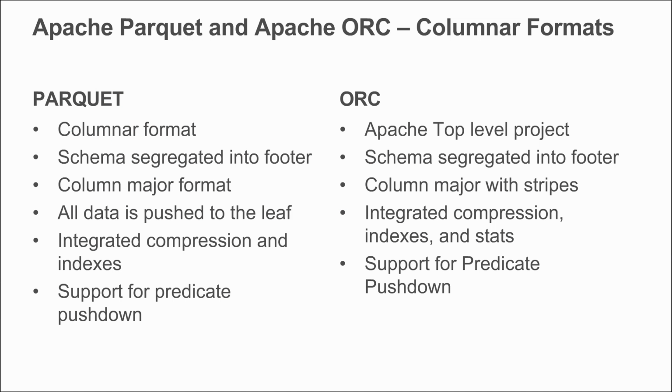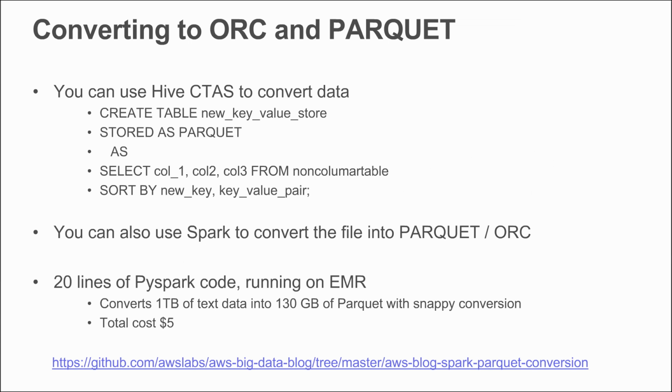Now, the 2 columnar formats, which are pretty prevalent in the industry today, Apache ORC and Apache Parquet, both of them provide a high degree of compression. Both of them support predicate pushdown, and Athena supports both of them. So if you have data that is in ORC or Parquet, you'd be able to easily use Athena to process that data. Now, converting to ORC and Parquet is going to give you benefits both in terms of cost, but also in terms of performance, and we'll see this in the queries that we run.